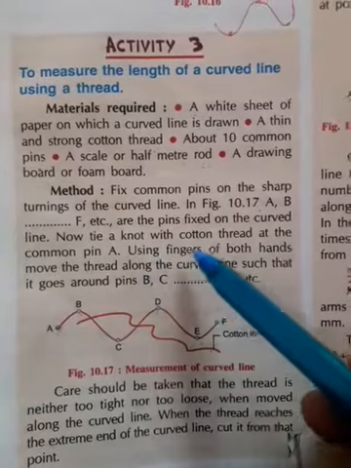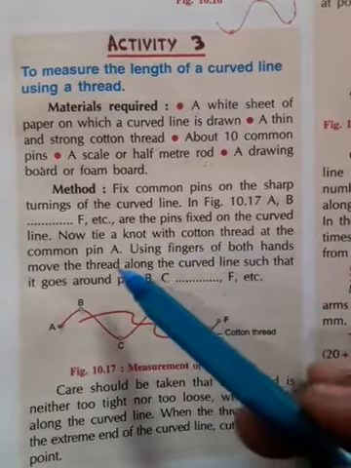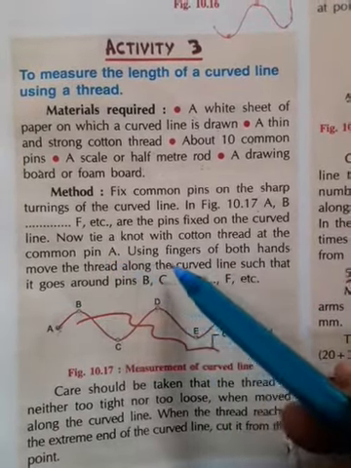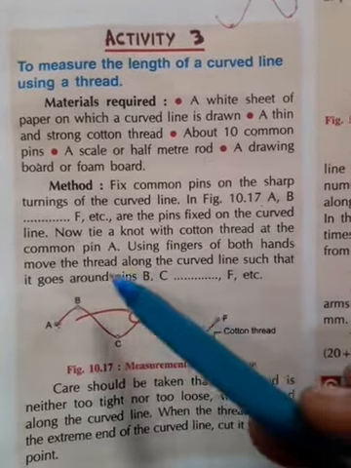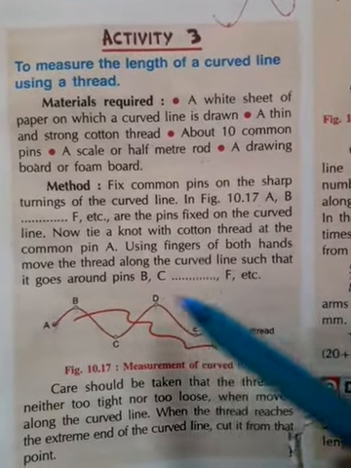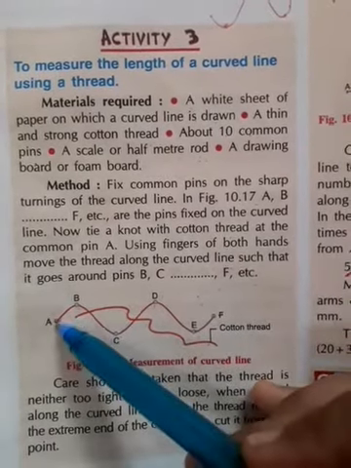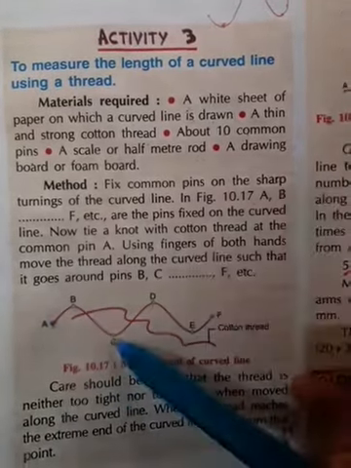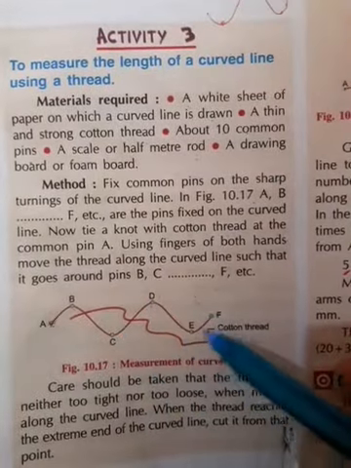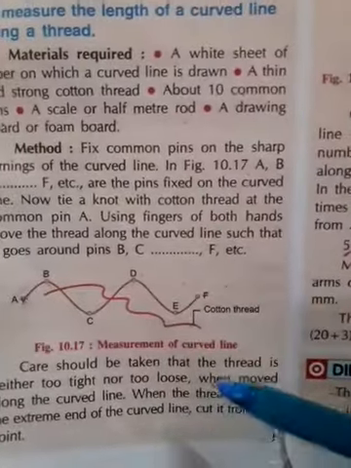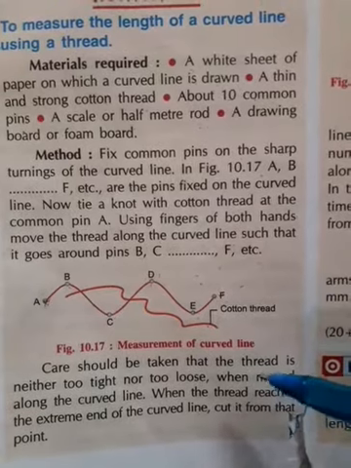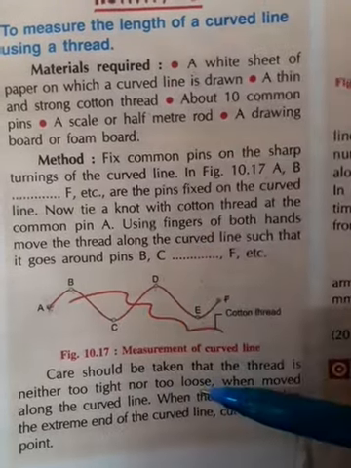Now tie a knot with cotton thread at the common pin A. Using fingers of both hands, move the thread along the curved line such that it goes around pins B, C till F. First you have to measure this distance, then this distance, then here to here. Care should be taken that the thread is neither too tight nor too loose.